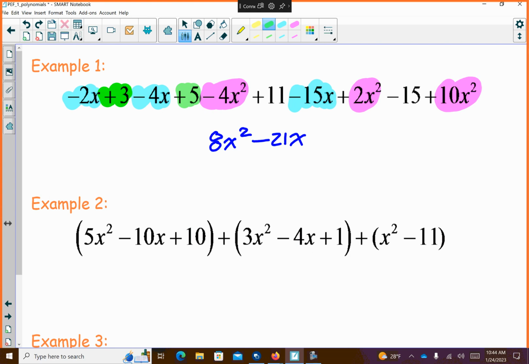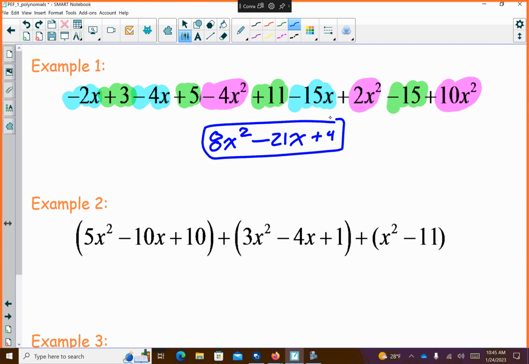So these I'm going to highlight in green. Hopefully you can decipher the difference between the blue and the green. So my friends, why did I highlight those green? What are they missing? They don't have a letter attached. Good. All right. 3 added to 5 is 8. 8 added to 11 is 19. 19 minus 15 is 4. Positive 4.